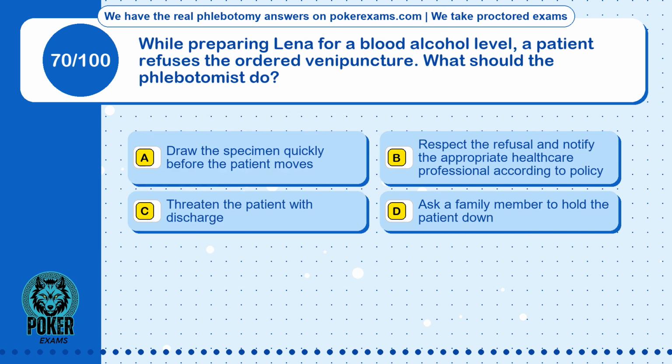Question 70. While preparing Lena for a blood alcohol level, a patient refuses the ordered venipuncture. What should the phlebotomist do? Option A, draw the specimen quickly before the patient moves. Option B, respect the refusal and notify the appropriate healthcare professional according to policy. Option C, threaten the patient with discharge. Option D, ask a family member to hold the patient down.